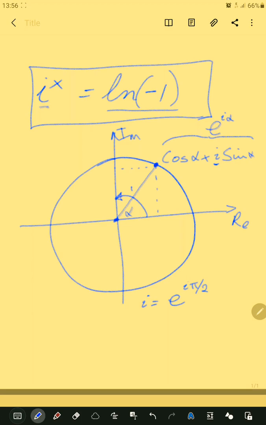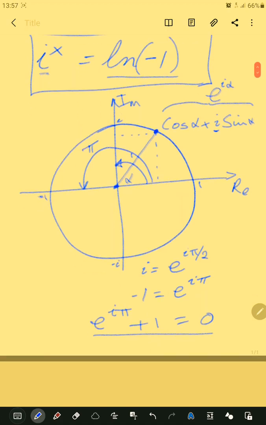And the number -1, which would be here, this is +1, this is i, this is -i, being a unit circle, so -1 is equal to e to the i pi, because the angle alpha here would then be pi radians. You've probably seen this expression before, e to the i pi plus 1 equals 0. You've probably seen that before.